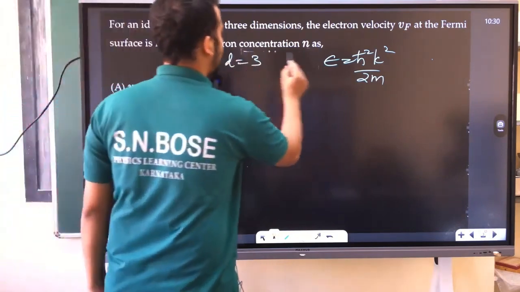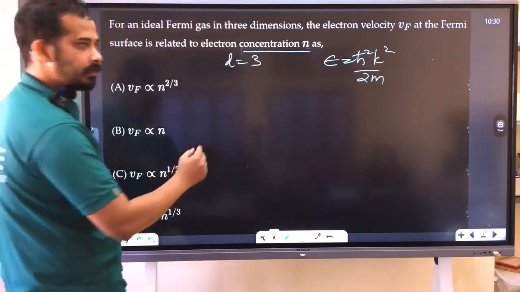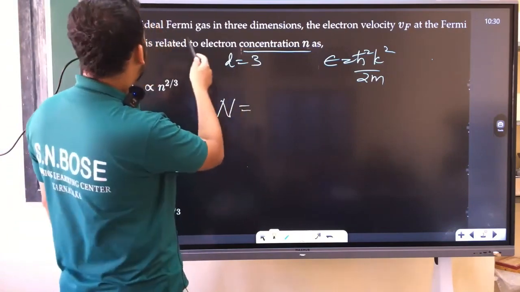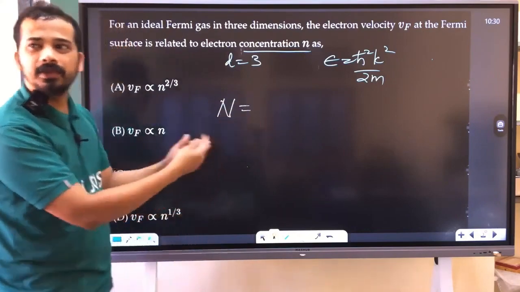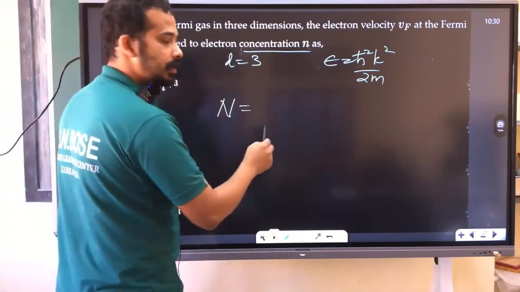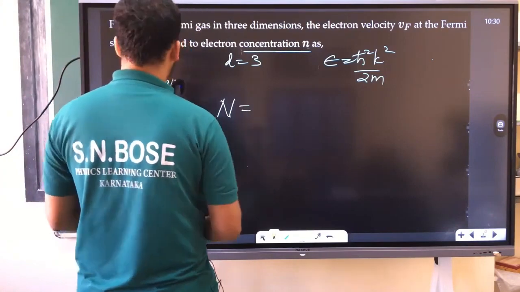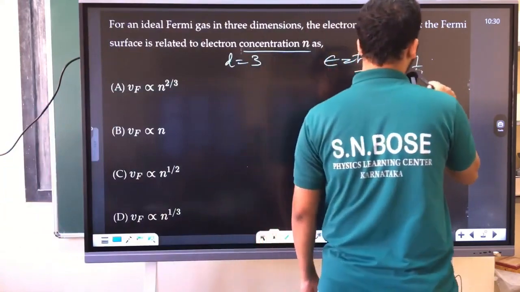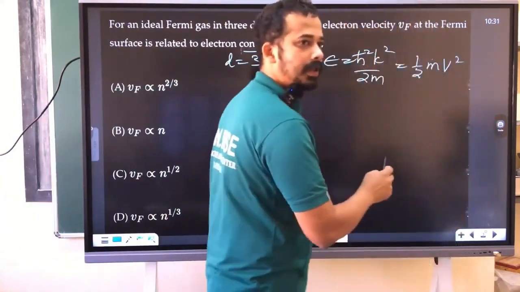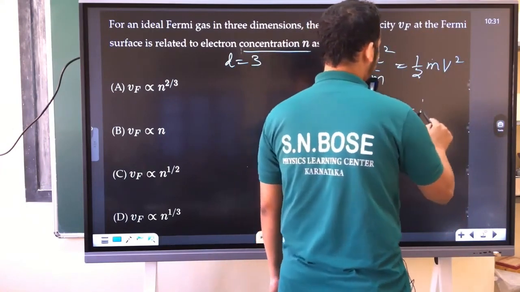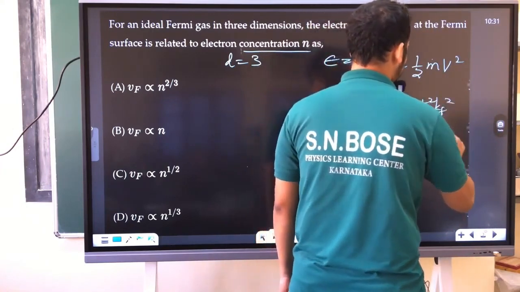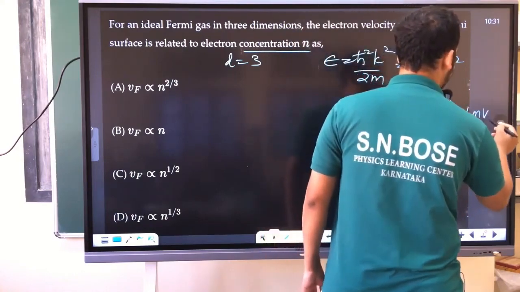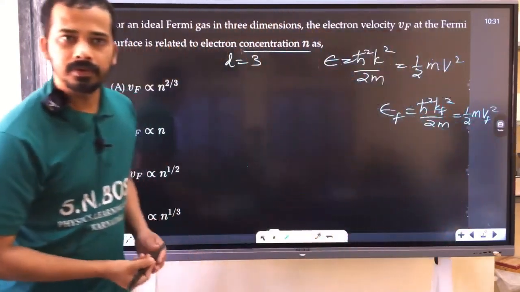concentration. He's talking about concentration. Then you can apply that idea. Dimension is equal to 3. N is equal to what? He said Fermi gas. Anyway, he's talking about proportionality here. N is proportional to velocity. This is nothing but half mv square. Now EF is equal to h bar square kf square by 2m, and we write it as half m vf square. Got my point?